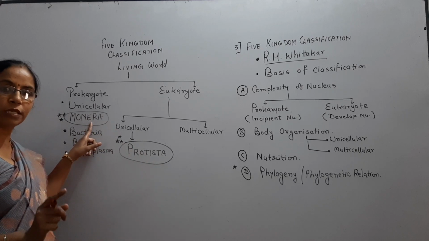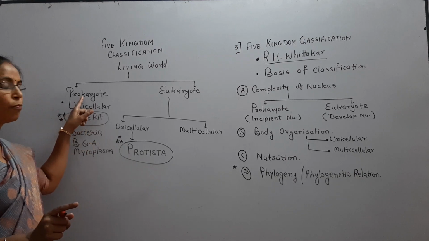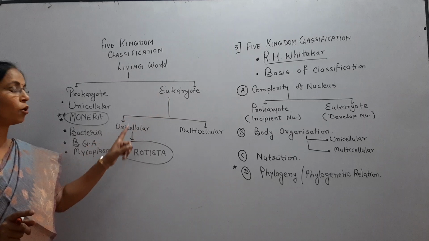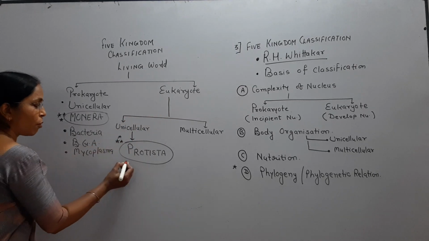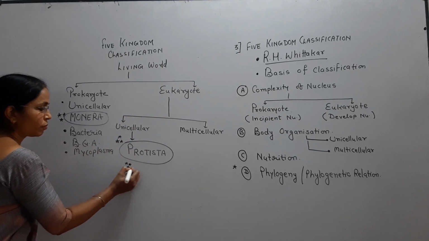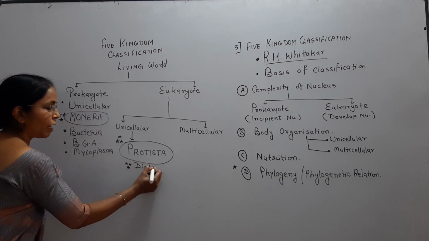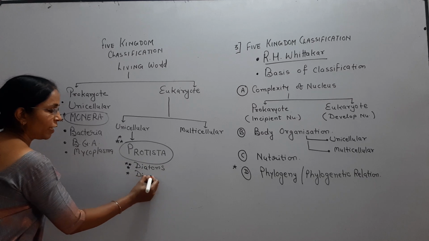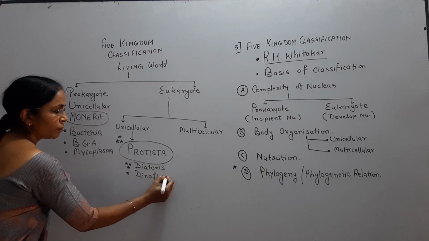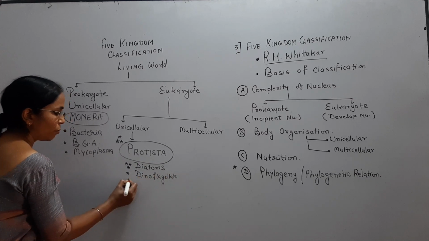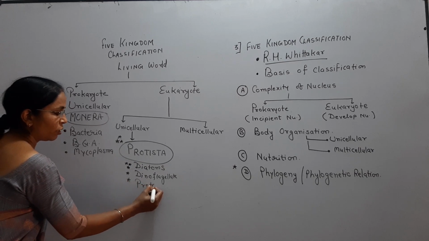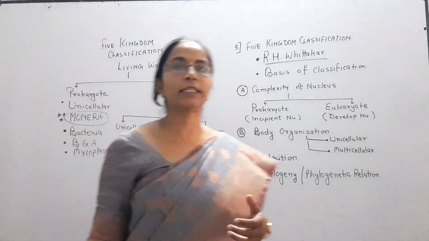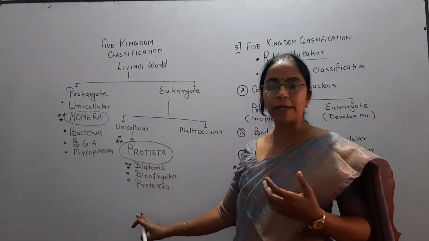Monera is a kingdom of prokaryotic unicellular, whereas Protista is a kingdom of eukaryotic unicellular. Some of the important examples of Protista, you remember diatoms, euglena, secondly dinoflagellate, and the most important class of the Protista is protozoa. Clear, slime mold, chrysophytes, they are also included. So all these we separately study.